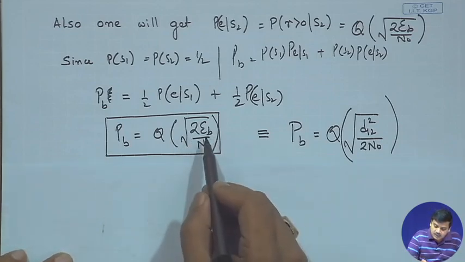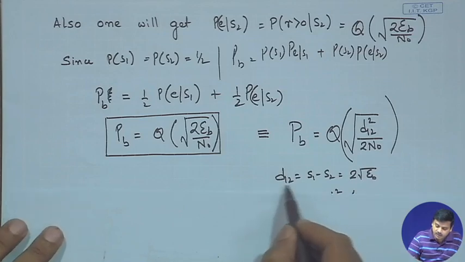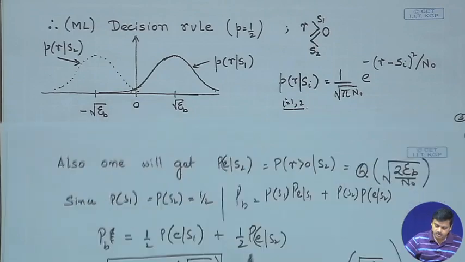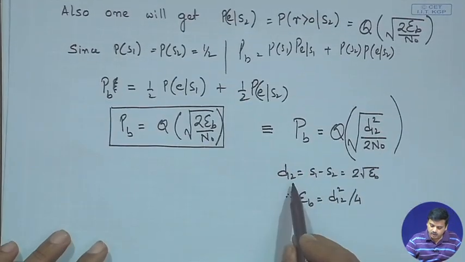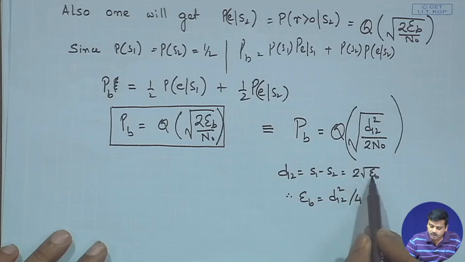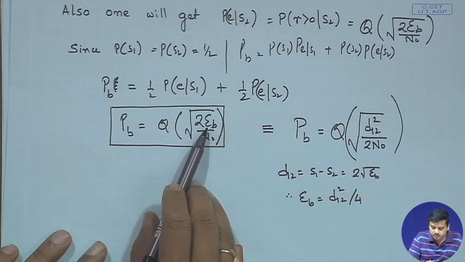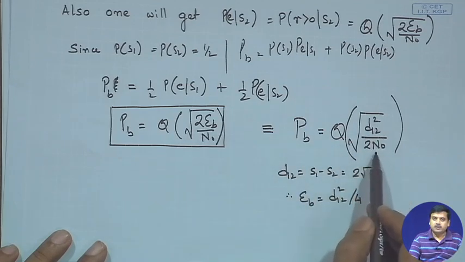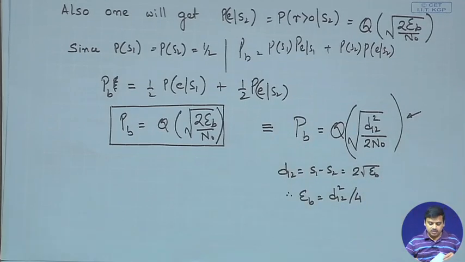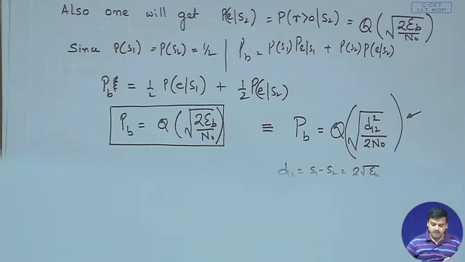Since you know that D12, the distance between the first signal and the second signal, is 2 root EB, which is very straightforward, you have D12 squared equal to 4 times EB, or EB equal to D12 squared upon 4. So, you can replace EB by D12 squared by 4, and you get D12 squared by 2 n naught. This is also important because the probability of error is dominated by the minimum distance among the constellation.